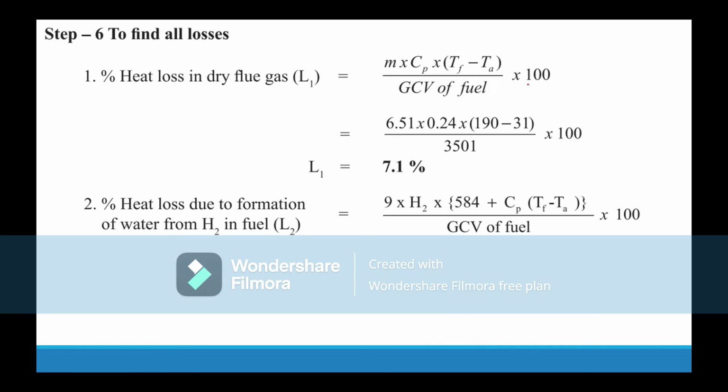Then the next loss is the heat loss due to formation of water from H2 in fuel. That H2 is present in the fuel during combustion. It reacts with oxygen and produces superheated water vapor, which escapes through the chimney. Therefore, this is another type of loss. Then substituting the H2 present in the fuel, the specific heat of superheated water vapor, the flue gas temperature and the ambient temperature, we get the loss equal to 4.36%.